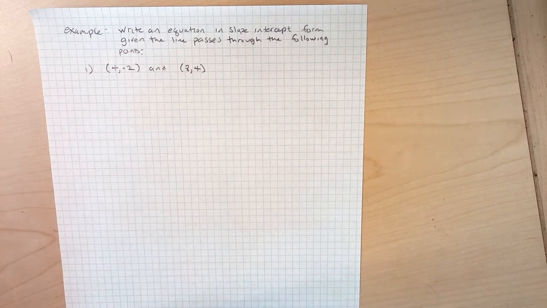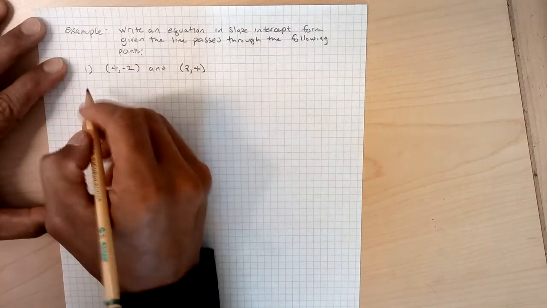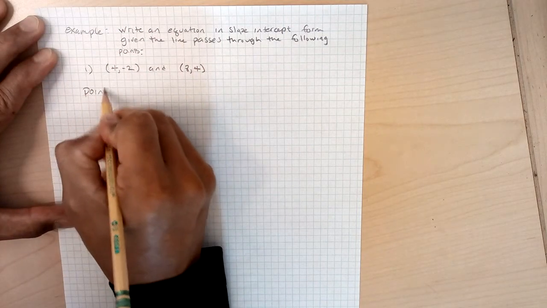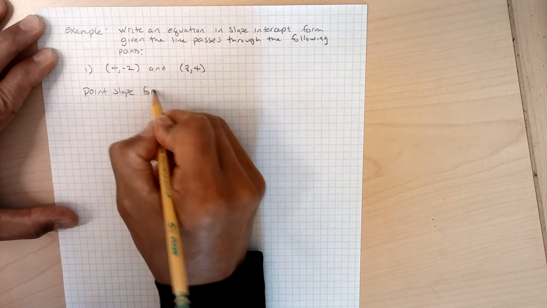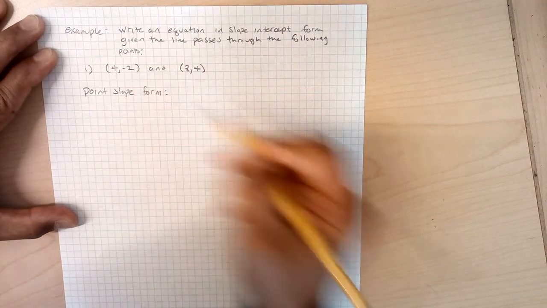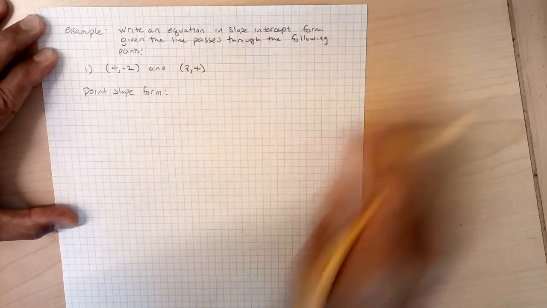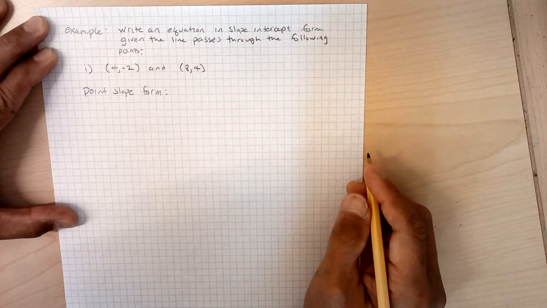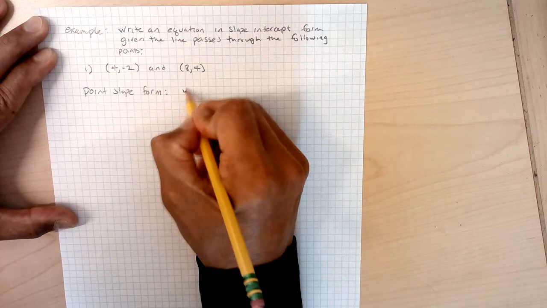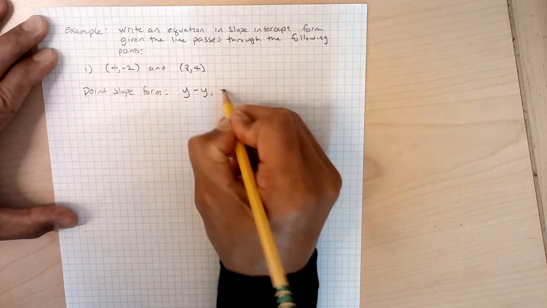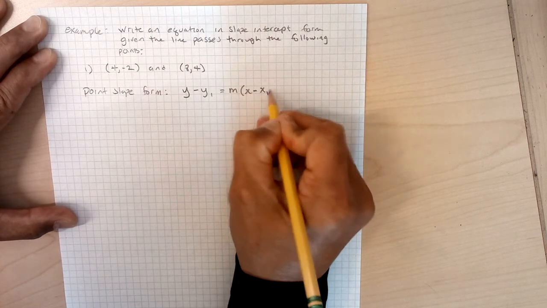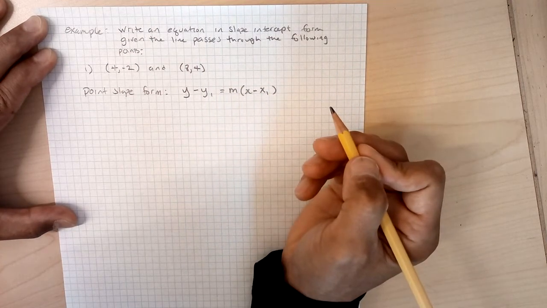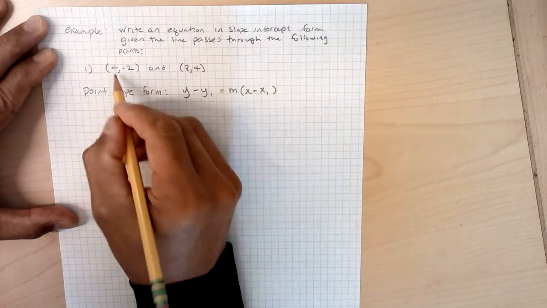But 4.2 deals with point-slope form. So that's what I'm going to do first, write the equation in point-slope form. And to write an equation in point-slope form, we need a point. We actually have 2 points, so I'm just going to use one of the points in point-slope form, and then the slope as well. So point-slope form, y minus y sub 1 is equal to m times the quantity x minus x sub 1. So we have a point, (4, -2).